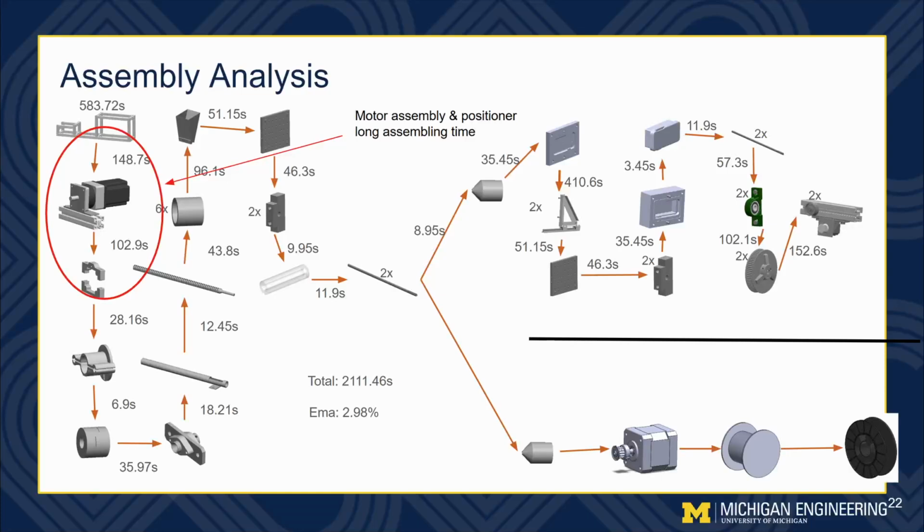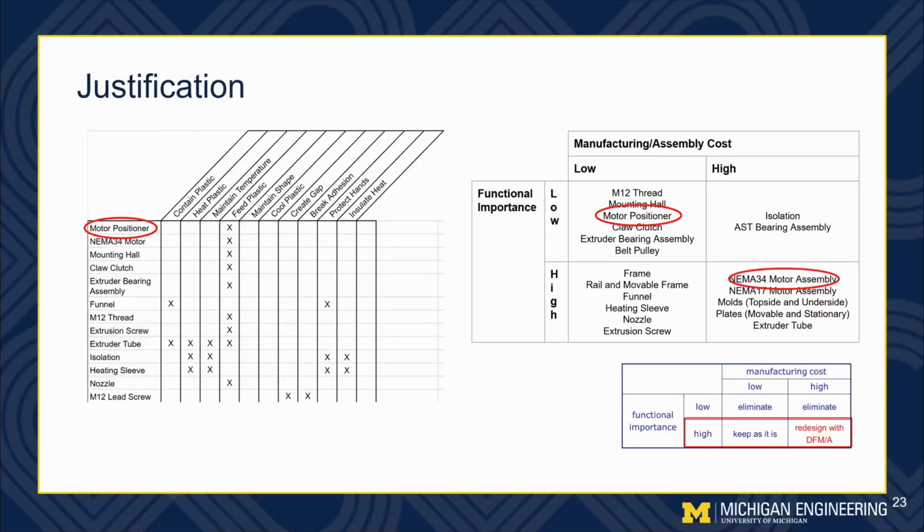And we also calculate the total time and assembly efficiency, about 3%. And we found that of the total time taken for assembly, the motor subassembly and the motor precisioner are taking a long time. Looking at our FCMM matrix, the motor precisioner only has one cross, for feeding plastic. And for the quad chart, the motor precisioner is low cost, low importance, which we consider for elimination, and the motor assembly will be considered for redesign for optimization.